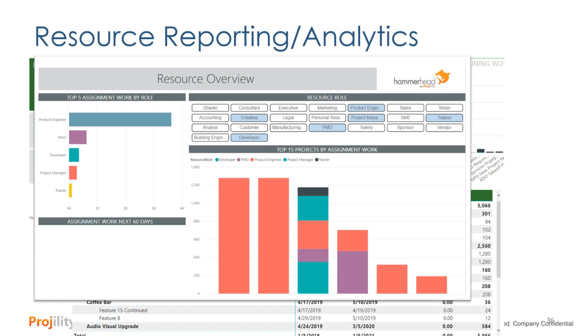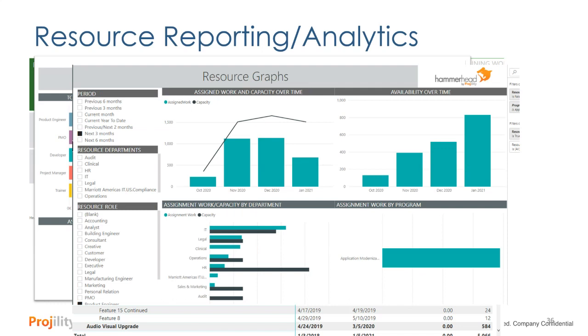And you can drive these kinds of analytics and even get down to a point where you've got different resource graphs where you're looking at capacity down at the bottom by department. By using some of those custom fields, we can see what the assigned work versus capacity is. We can see for HR, we have a lot more capacity than assigned work, but for IT, which is pretty normal, a lot more assigned work than capacity.